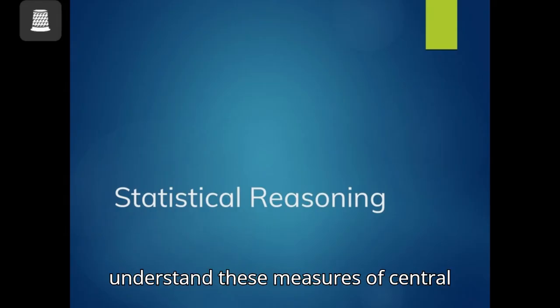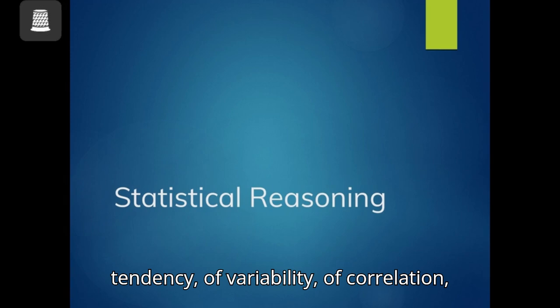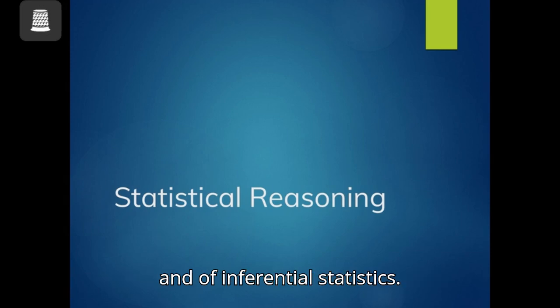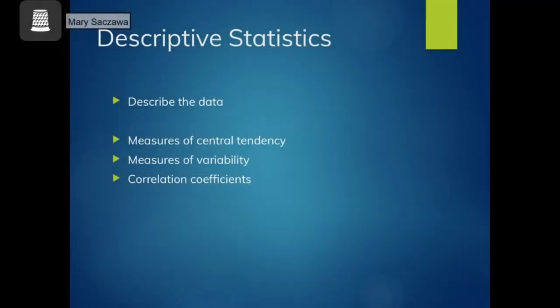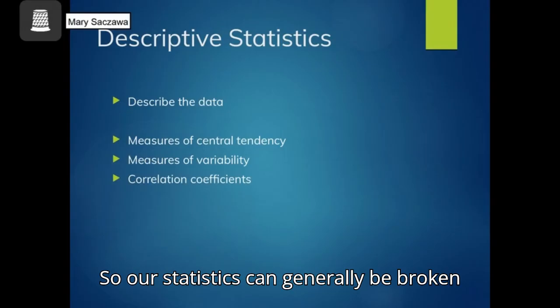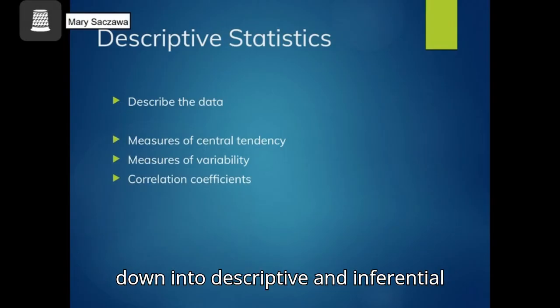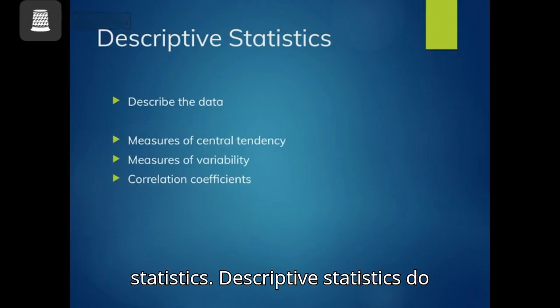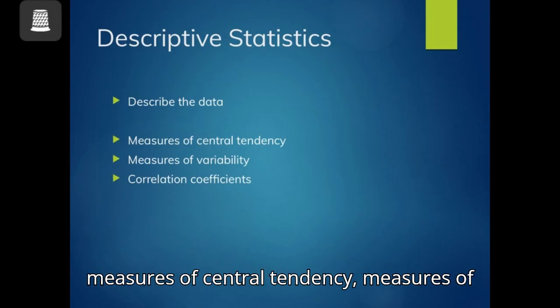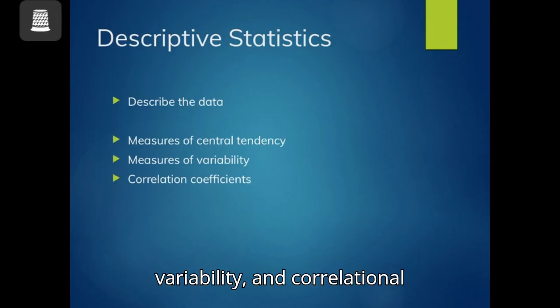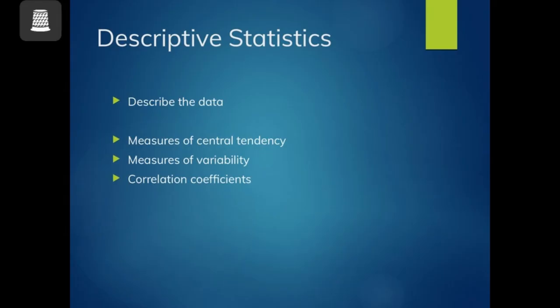So to understand these measures of central tendency, of variability, of correlation, and of inferential statistics. Our statistics can generally be broken down into descriptive and inferential statistics. Descriptive statistics do exactly what it sounds like. They describe the data. So with these, we use measures of central tendency, measures of variability, and correlational coefficients.